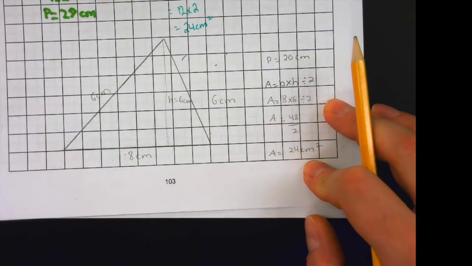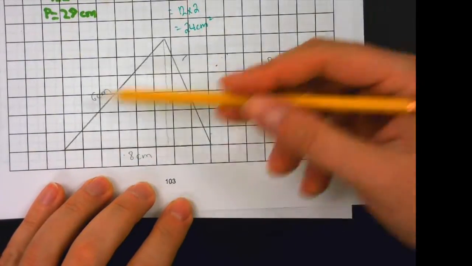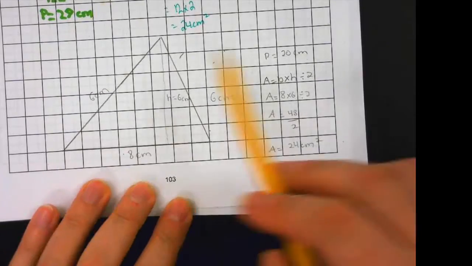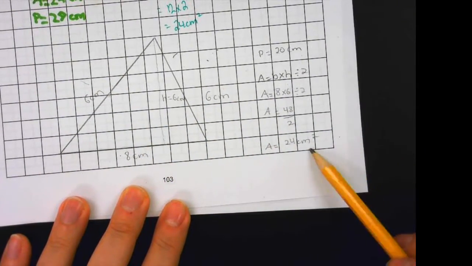Area as in like area of math, not area as in like, you know, area. And then perimeter, simple, you add up the sides. This only has 3 sides, so you get 20 centimeters. And don't forget the units.